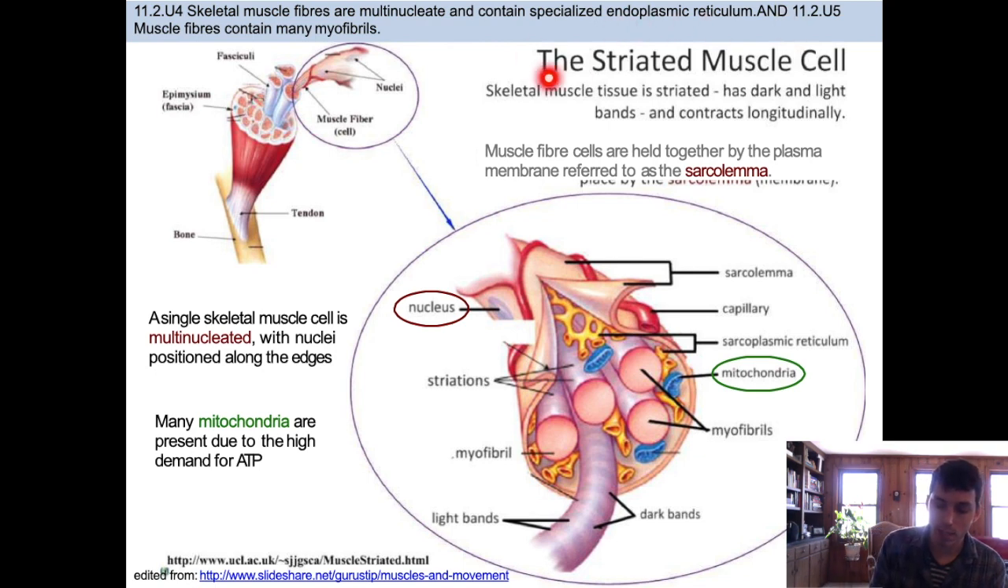So striated muscle cells. Some of you will recognize the term striated muscle fibers from way back in topic 1. I believe it was even in topic 1.1. So it was the first thing we've ever looked at in DP biology. And we looked at that because it is an exception to normal cell theory. It does not appear as a normal cell. And the reason for that is that the single muscle cell is multinucleated, has multiple nuclei, and then those nuclei are positioned along the edges.